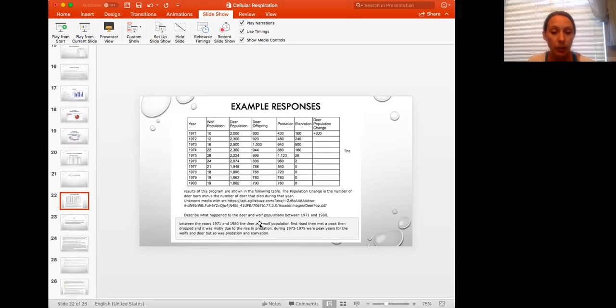In this one, the student is describing what the table shows us: the deer and wolf populations. It says between the years 1971 and 1980, the deer and wolf populations first rose, then met a peak, and then dropped. This is mostly due to the rise in predation, so those wolves being introduced. During 1973 to 1975 were the peak years. Here, of course, we see that because we've got the highest numbers. And then afterwards, it dropped down.